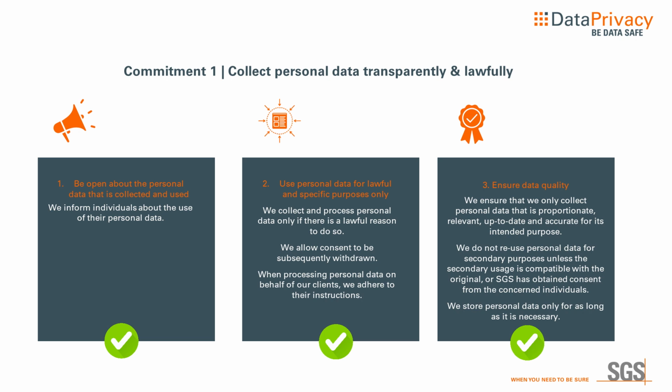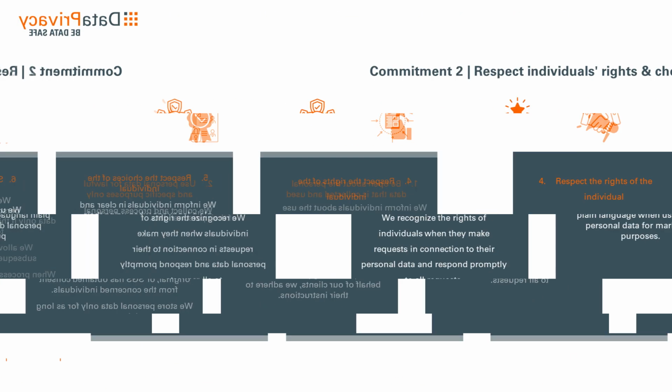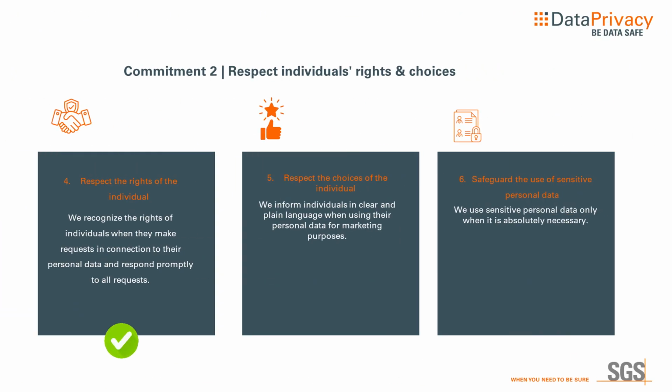Third, ensure the data quality. We ensure that we only collect personal data that is proportionate, relevant, up-to-date, and accurate for its intended purpose. We do not reuse personal data for secondary purposes unless the secondary usage is compatible with the original, or SGS has obtained consent from the concerned individuals, and we only store personal data as long as it is necessary. Fourth, respect the rights of the individuals. We respect individuals' rights to request their personal data and promptly respond to all such requests.